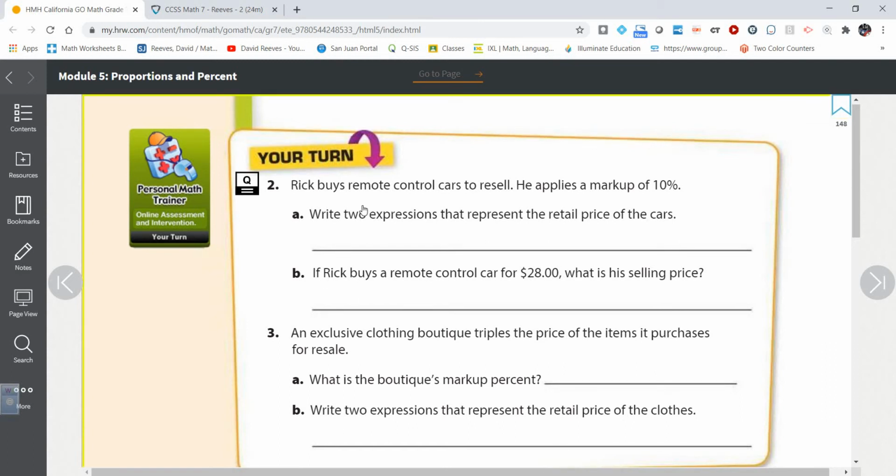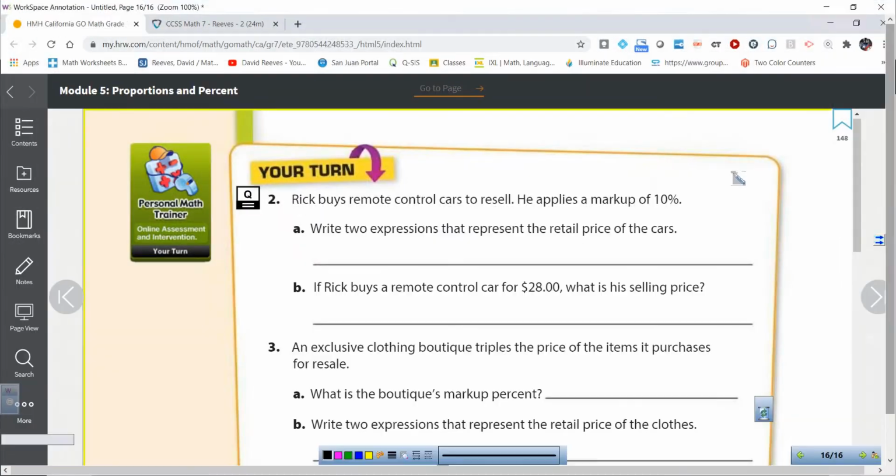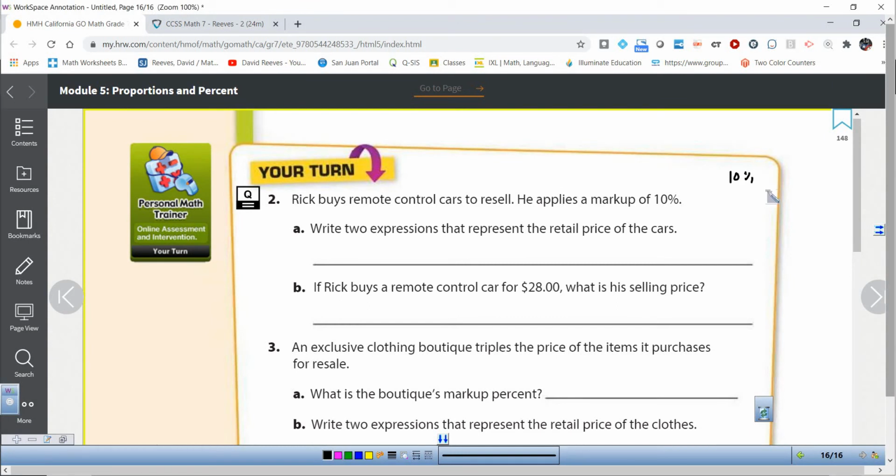All right, so then we also did some problems. Let's go ahead and go through these, and then we'll get to markdowns. It says Rick buys remote control cars to resell. He applies a markup of 10%. Write two expressions for the markup of the cars. Okay, so what are we going to do? We're going to take that 10% and rewrite it as a decimal. 0.10, or you could just do 0.1. Remember, I talked about this in the previous video. It is 10 over 100, but that is equivalent to 1 over 10. Many times people just leave off that 0 because you don't really need it. I like putting it there to remind us that it was 10%.